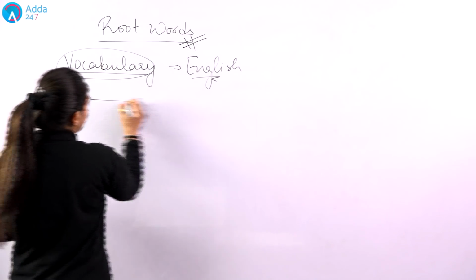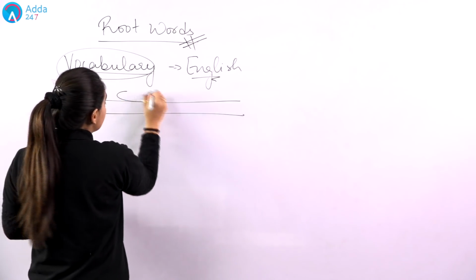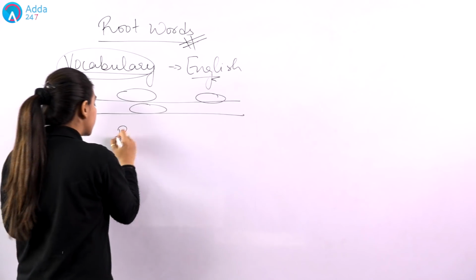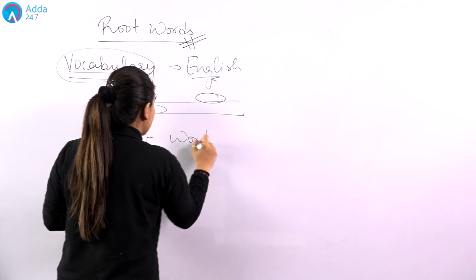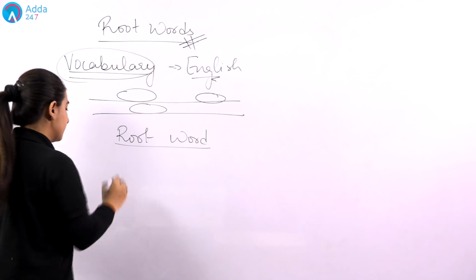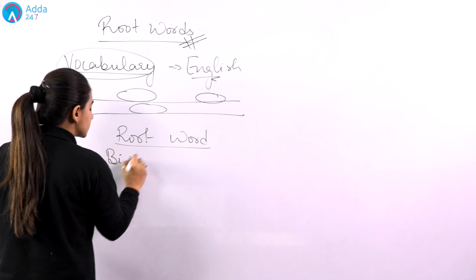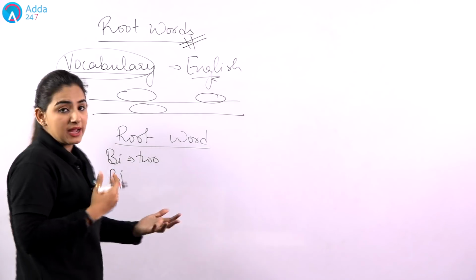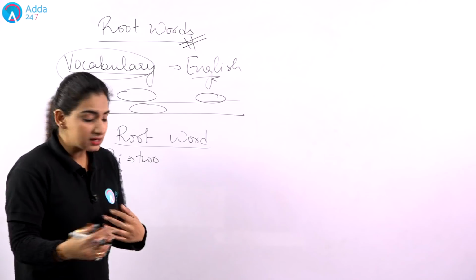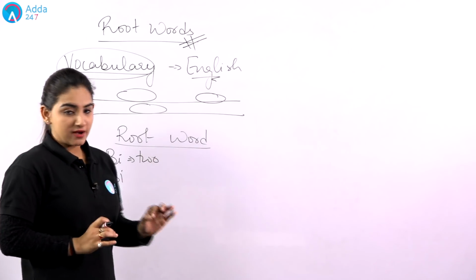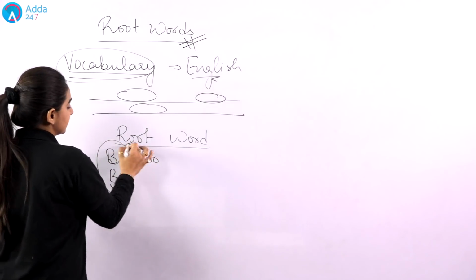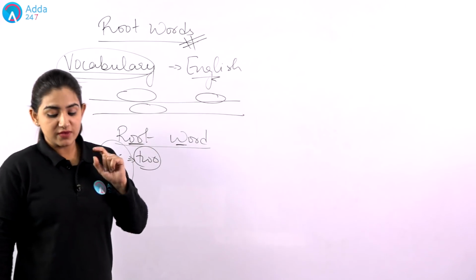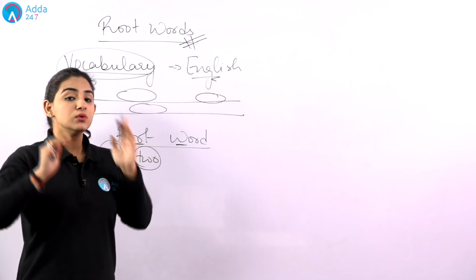Because when we learn a word from an article, we only learn a simple word. But when we learn a root word, you can make a lot of words with it. For example, bi means two. You can say bilateral, bilingual, bicycle. Wherever you use bi in a word, it takes you to the root word, and the word is formed using two.